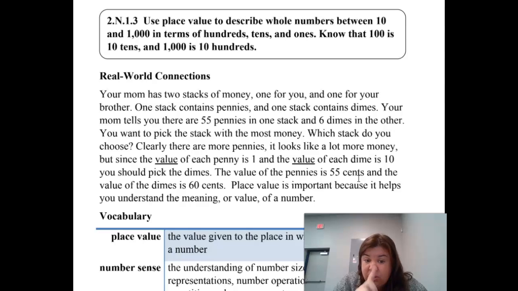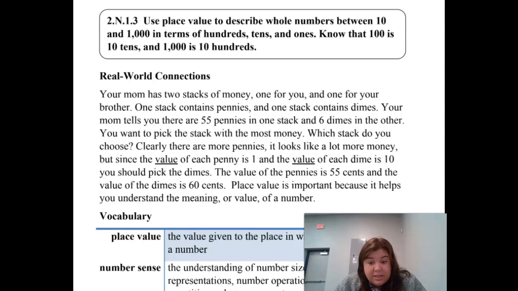But the value of a penny is only 1 cent, and each dime is 10 cents. So we have 55 pennies and 6 dimes. To count by tens: 10, 20, 30, 40, 50, 60. So even though there's only 6 of them, a dime is worth more than a penny. If we have 6 dimes, that gives us 60 cents. That's 5 more cents than the stack of pennies, even though there's 55 pennies. So we'd rather take this tiny stack of dimes than a big stack of pennies, right?